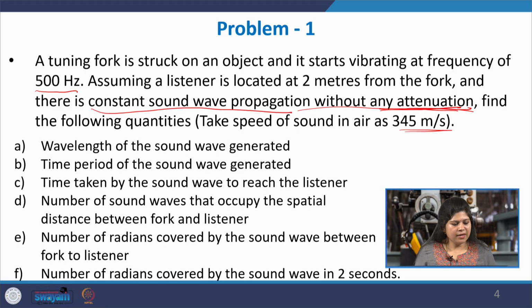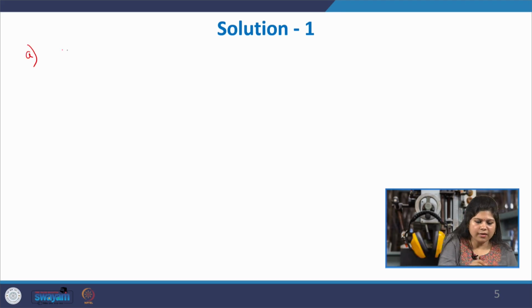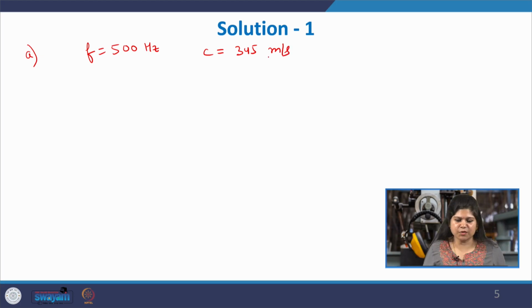First of all, the first two parts are pretty straightforward. We are asking what the wavelength of the sound wave generated is, and the time period of the sound wave generated. So, let us solve the first two parts. The frequency is given to be 500 hertz and the speed of sound in the medium in which it is moving is 345 meters per second.